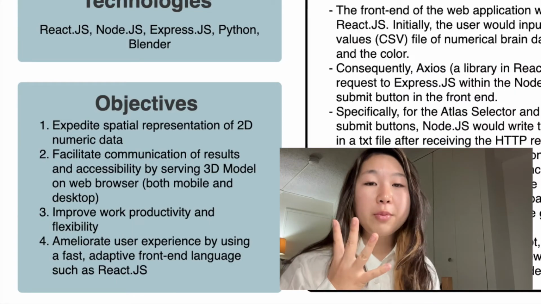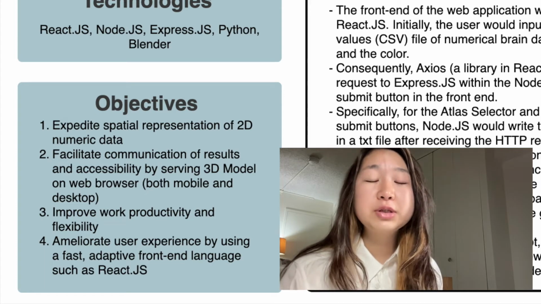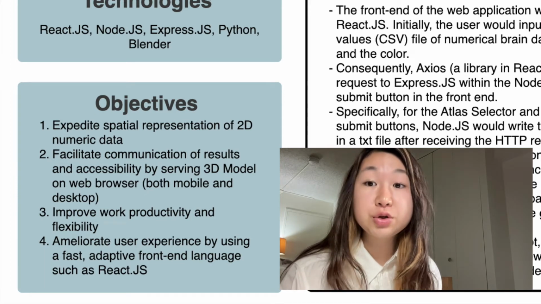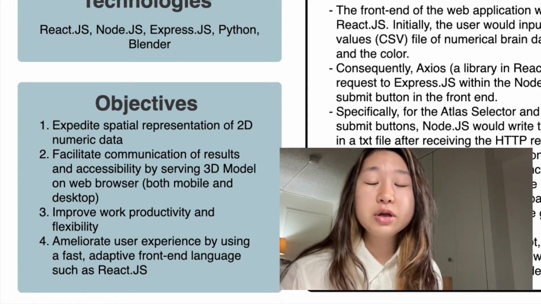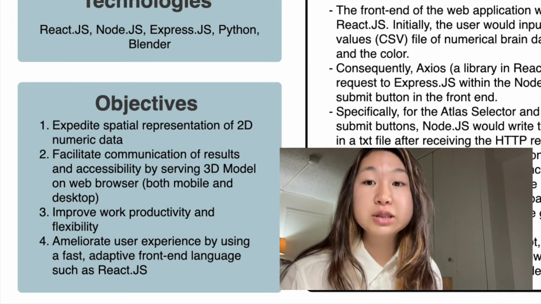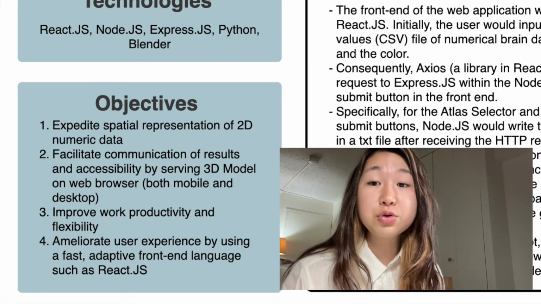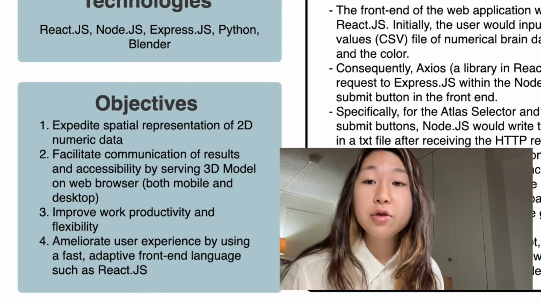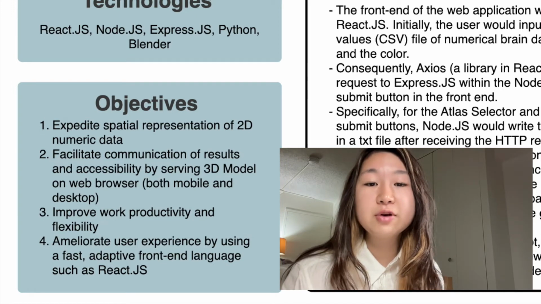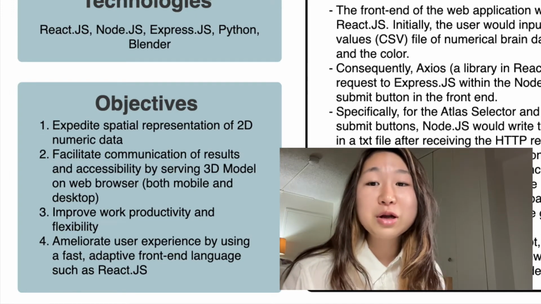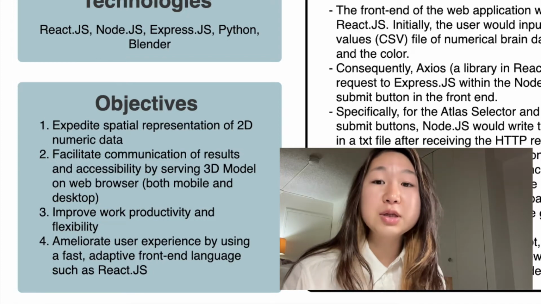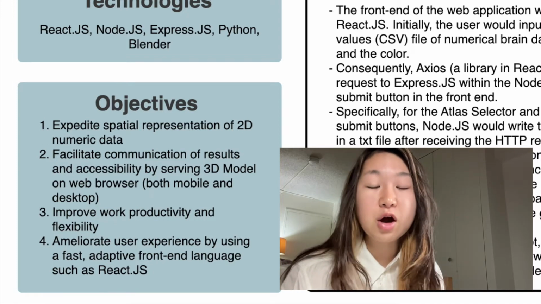I had four primary objectives. My first objective was to expedite spatial representation of 2D numeric data. Second of all, I wanted to facilitate communication of results and accessibility by serving the resulting 3D model on the local web browser. Third of all, I wanted to improve work productivity and flexibility. Finally, I wanted to ameliorate the user experience by using a fast front-end language like React.js.